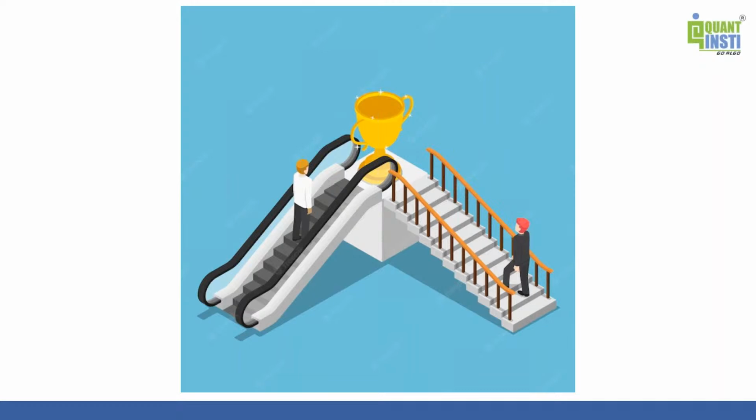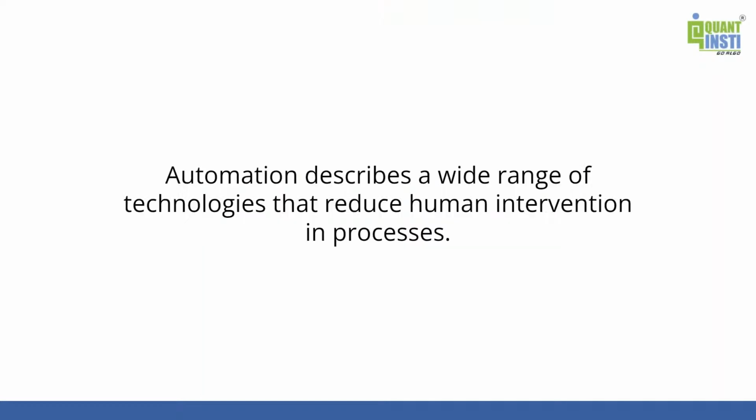Now, let's go to the definition. This is the only part where I will talk about a theoretical definition, so bear with me, people. So, according to Wikipedia, automation describes a wide range of technologies that reduce human intervention in processes. I'll just highlight reduce human intervention. Why did I do this? All right, I'll tell you. It is a simple fact.